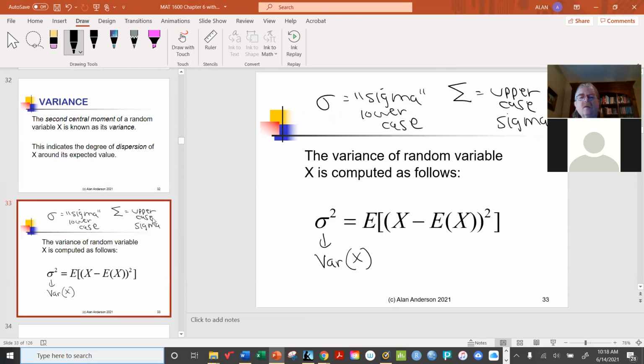So I mentioned the formal definition is this, but we're not using this to do our actual calculations. This is a more theoretical definition.